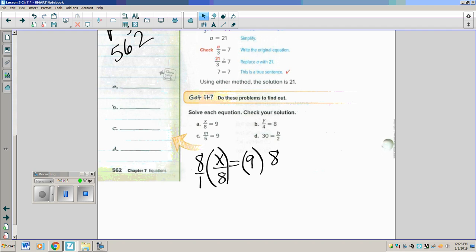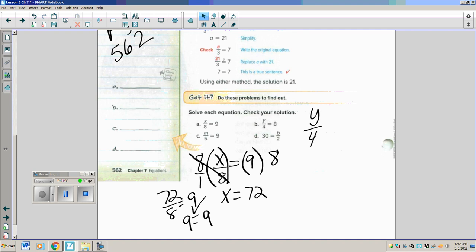There's a 1 under there. Those cross out because 8 divided by 8 is 1. X equals 72. That's it. Your check: 72 divided by 8 equals 9. 9 equals 9. Check. Make the sound effects. It helps.